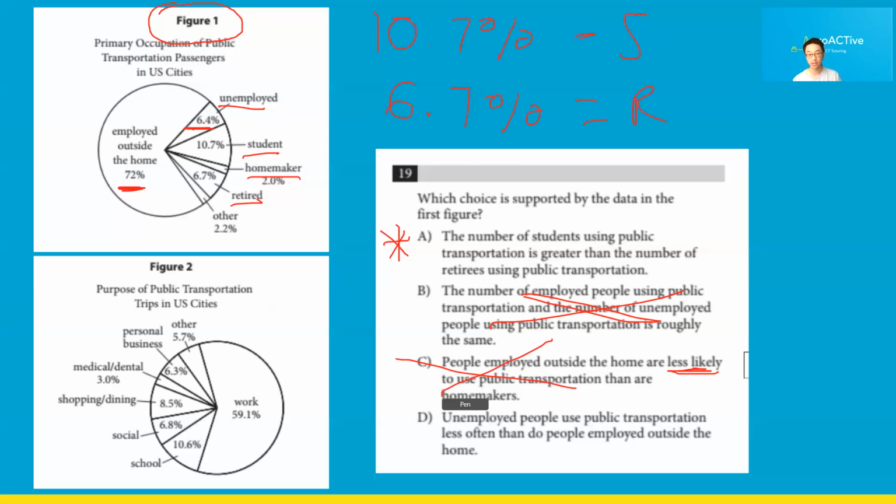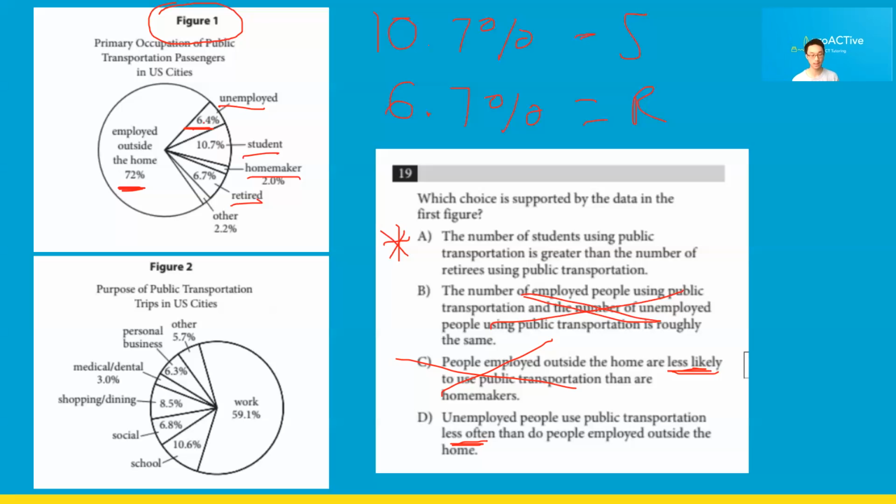And answer choice D, similar to what we covered in answer choice C, the "less often" right here, as I stated before, this figure isn't exactly a predictor of whether you're more likely to use public transportation or not, right? So unemployed people use public transportation less often than do people employed outside the home. So unemployed is 6.4%. This is 72%. So this is where it might trick you, because even though 6.4% is less than 72%, that's not really what the graph represents.